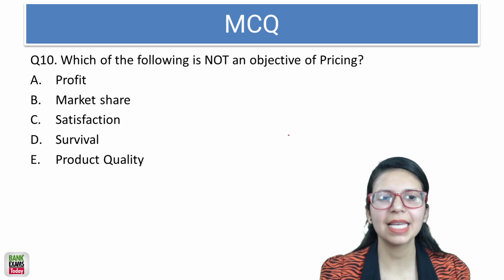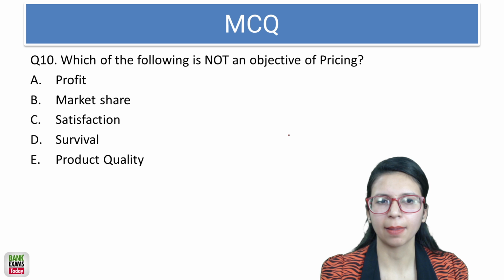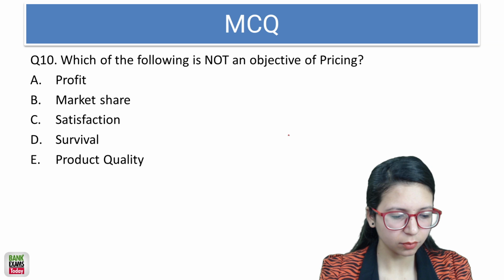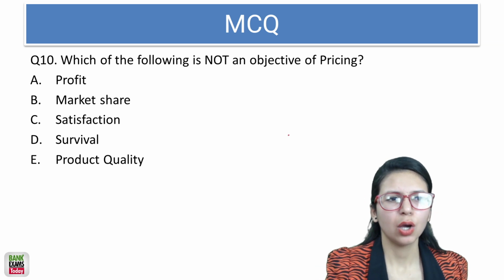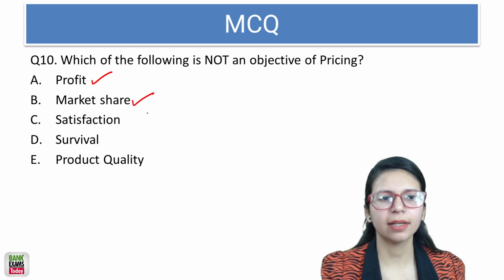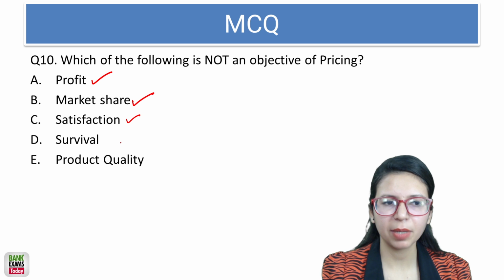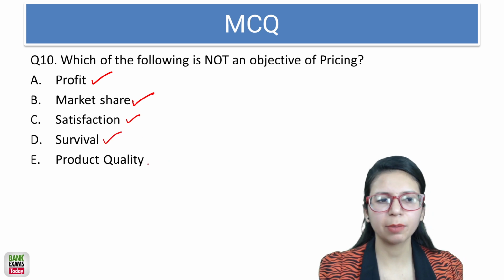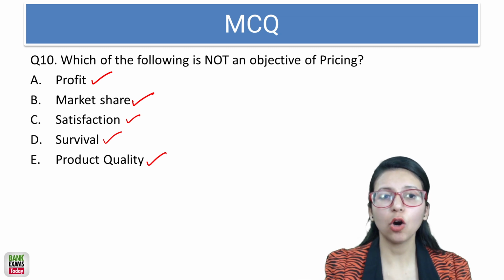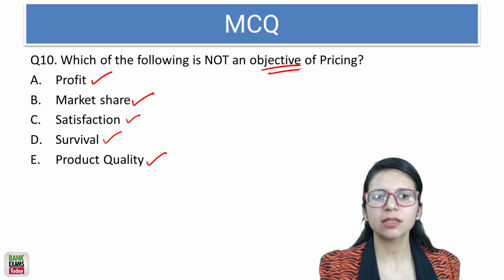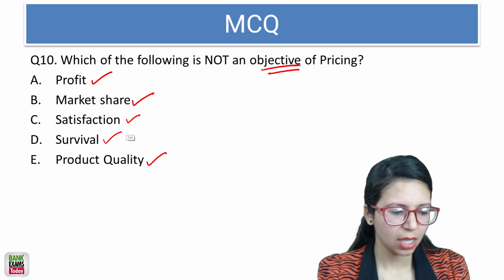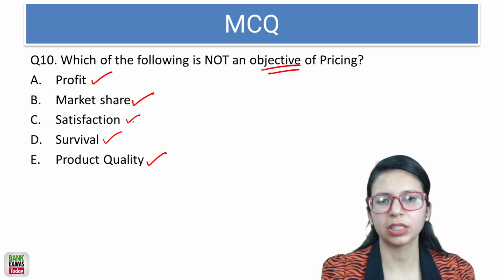Which of the following is not an objective of pricing? Now, pricing. Why do we set a price? While setting a price, we keep the profit in our mind, market share in our mind, right? Satisfaction also we keep in mind, and the survival we also keep in mind, and also the product quality. But what exactly is not the objective? What is not the objective of pricing? Out of which of these is it not the objective of pricing?